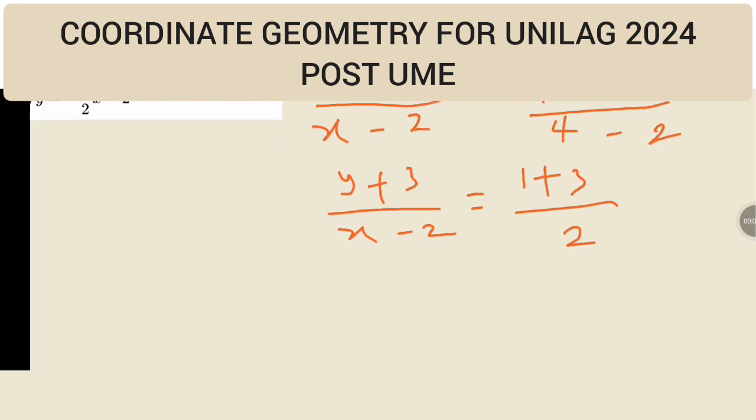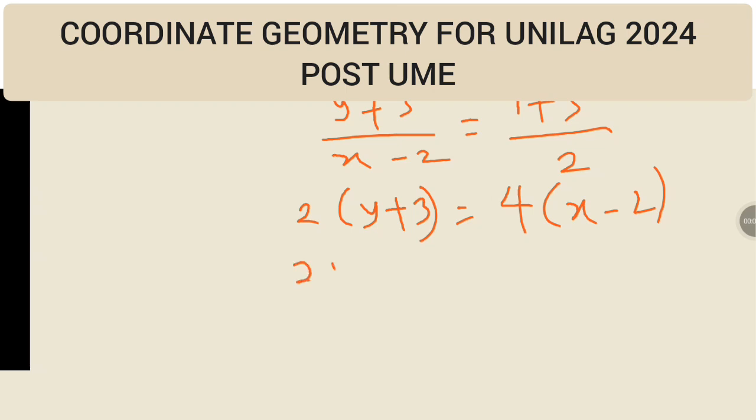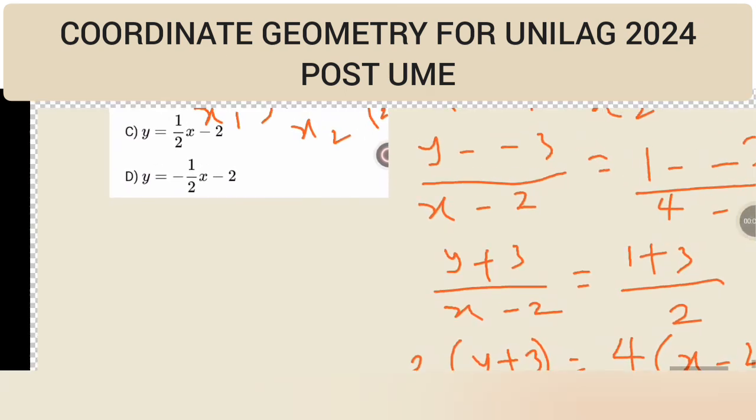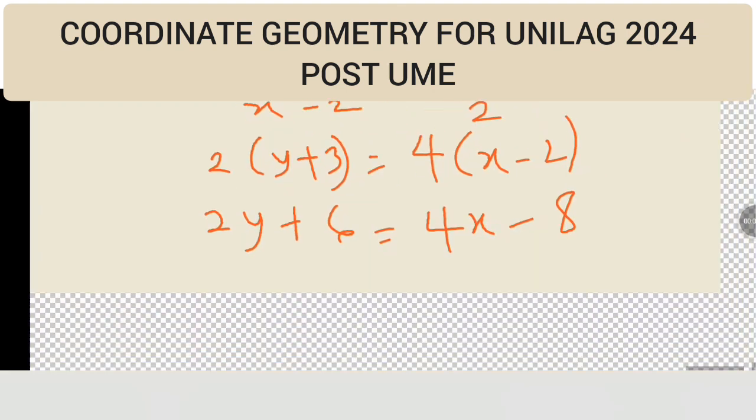So from here, you can cross multiply. So this is 2 into y plus 3 is equals to, this is 4, that is 4 into x minus 2. Then when you expand, you're going to get 2y plus 6 is equals to 4x minus 8. So you need to arrange it. You have to make y to be alone, because if you look at the answers, all the answers, the y is the subject of the equations. So that's what you need to do in your own answer here.